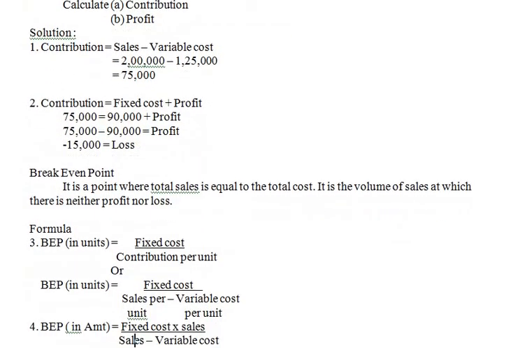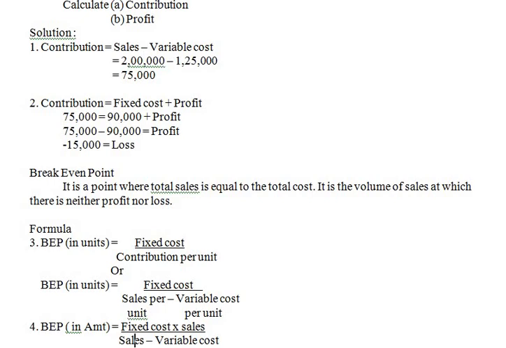Now the next term we are going to see is break-even point. What is break-even point? It is the point where total sales is equal to the total cost. It is the volume of sales at which there is neither profit nor loss. Break-even point is the point where there will be no profit and no loss. Sales will be equal to cost. Such a situation is called break-even point.